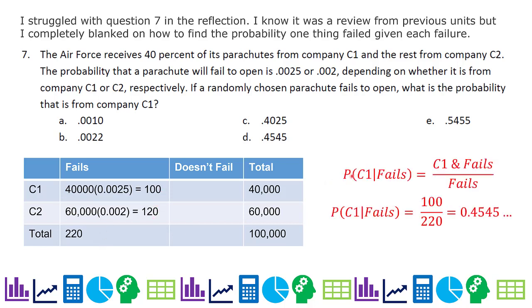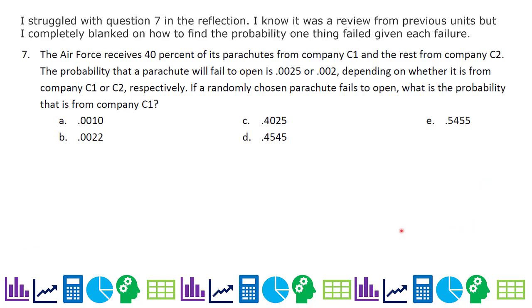So the probability that it is from company 1, given that it fails, is the probability that it's from company 1 and fails over just the probability of all the failures. Because remember, there are 2,200 total parachutes failing out of 100,000. Still seems high to me. And we know that 1,000 times out of those 2,200, it will be company 1. So you divide that up and you get 0.4545. All right, so you know that's the answer, D.